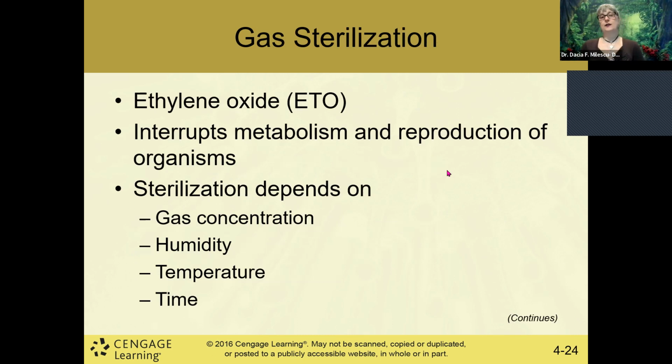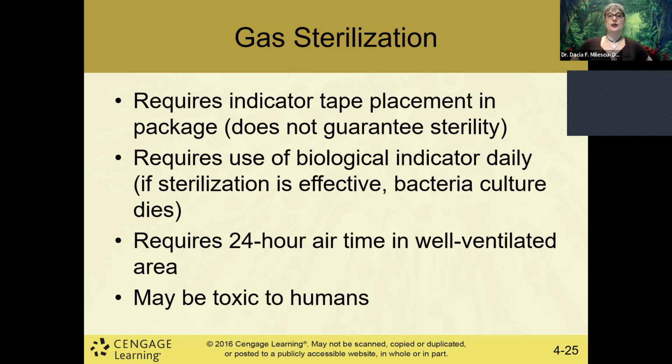Now, the next one is gas sterilization with ethylene oxide. This interrupts the metabolism and reproduction of organisms. The sterilization will depend on the concentration of the gas, the humidity, the temperature, and the time. Gas sterilization requires an indicator tape placement in the package. It does not guarantee sterility. It does require use of a biological indicator, and it requires 24-hour airtime in a well-ventilated area. And yes, gas sterilization is toxic to humans.